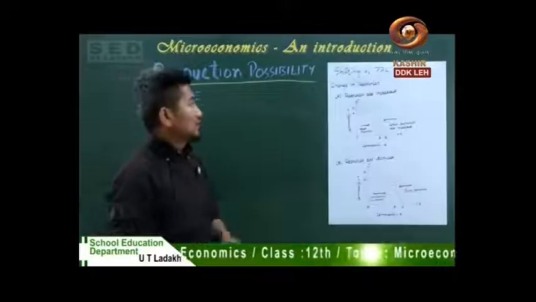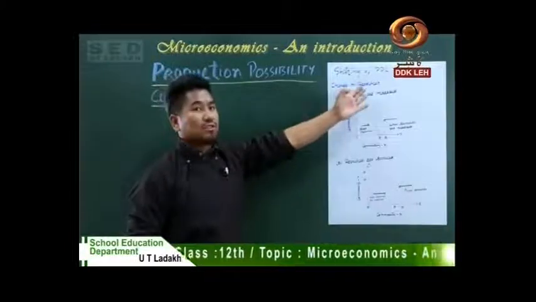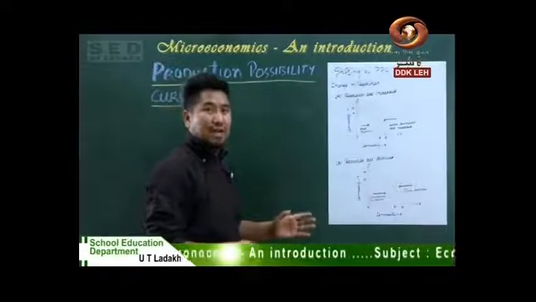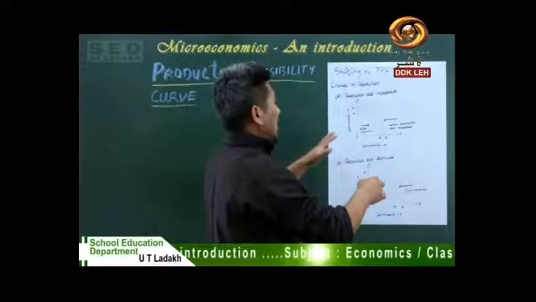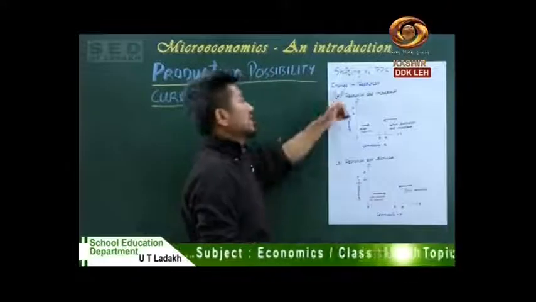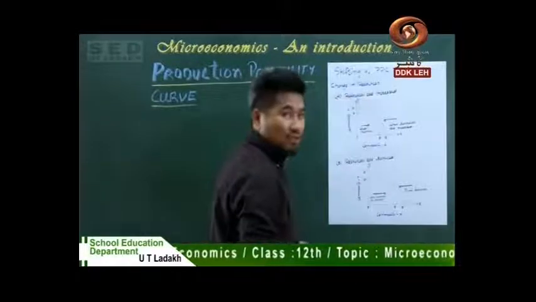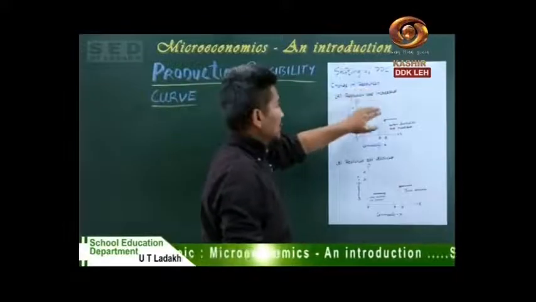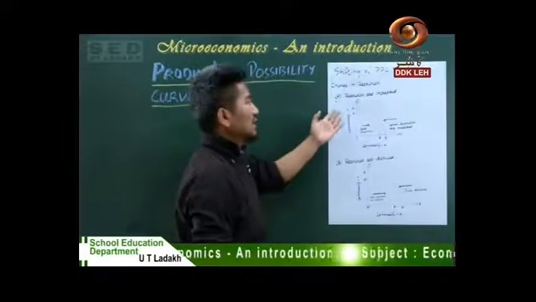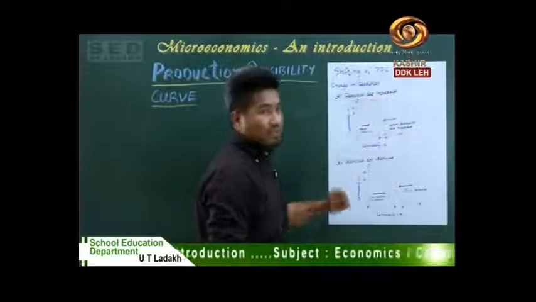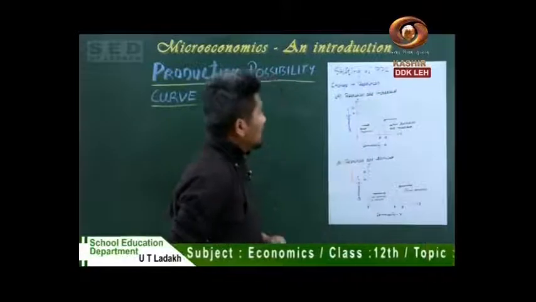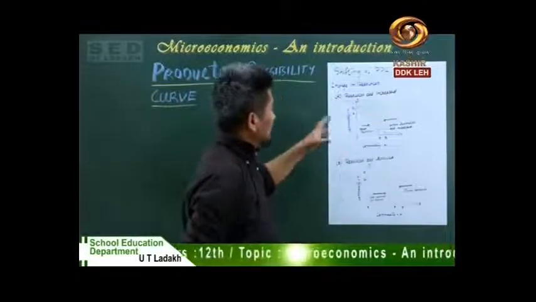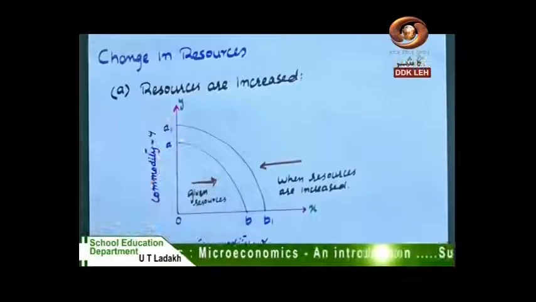Now we will move towards shifting of the production possibility curve. That is, the production possibility curve shifts either rightward or leftward due to change in the resources. So the change in the resources can be in two ways. The resources can be increased or they can be reduced. Now when the resources are increased, how the PPC changes I have shown here.